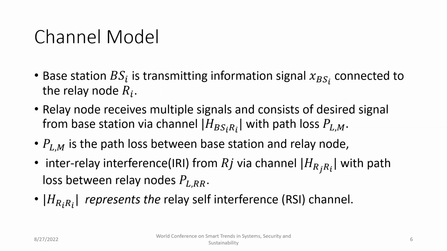And this is our channel model, where the base station is transmitting an information signal connected to the relay node, and the relay node receives multiple signals from various base stations, which consists of the desired signal as well. It consists of the desired signal from the base station via a channel with path loss PLM. PLM is the path loss between the base station and relay node, and IRI is inter-relay interference from the other relay via a channel with path loss between relay nodes, PLRR, which represents the path loss between relay to relay nodes, and SI represents the relay's self-interference channel.